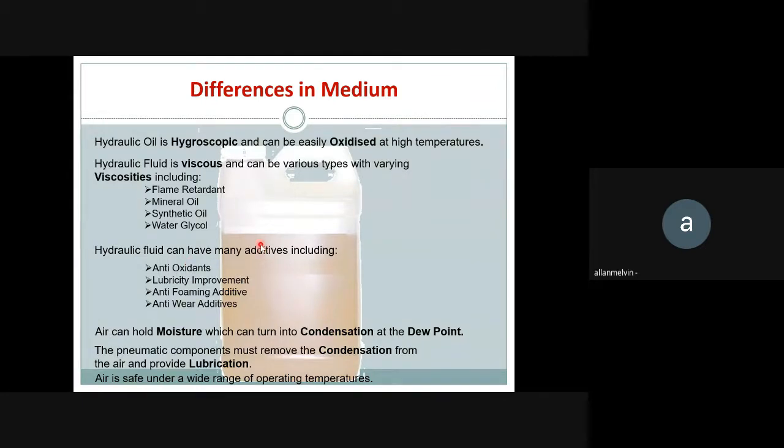Additive meaning tambahan. Okay, so antioxidants. Like I said earlier, so oxidized at high temperature. So you letakkan antioxidant, so you don't oxidize. Okay, because your hydraulic fluid already have antioxidants inside. Okay, lubricity improvement. It will improve the viscosity. Okay, anti-foaming additive. Foam, I said last time.